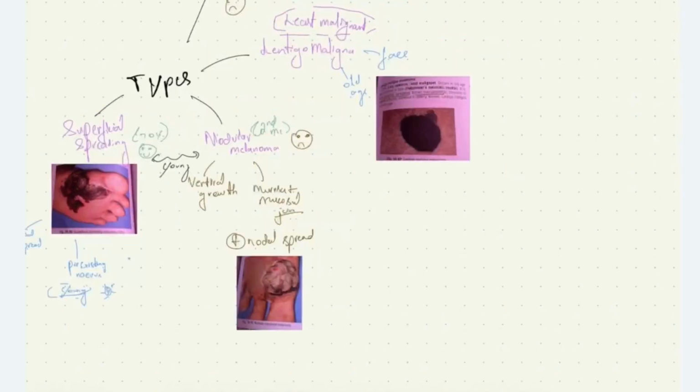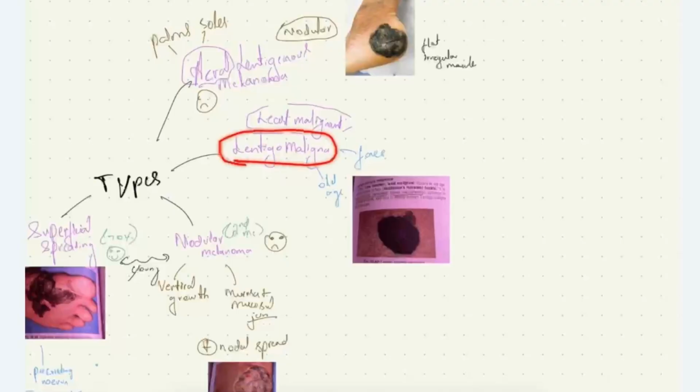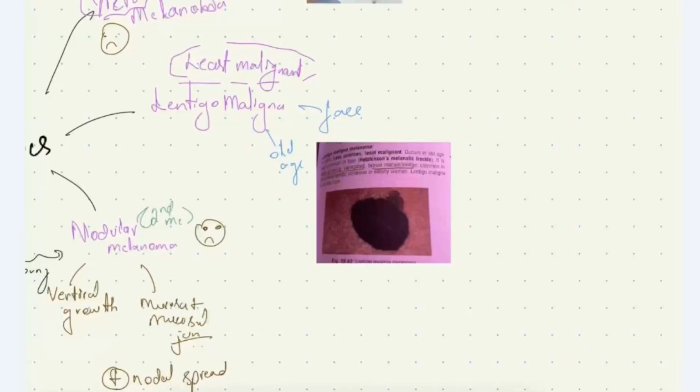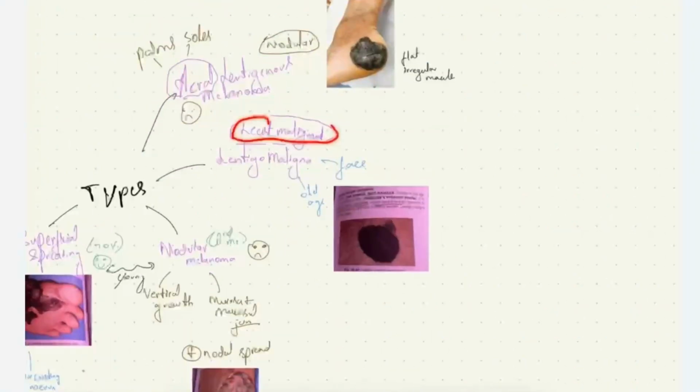The third one we have is lentigo melanoma, lentigo maligna. The lentigo maligna is a brown macule or lentigo, a macule-like lesion, not nodular and all. It is slow growing and has a variegated appearance. It is common on the face and other regions. We see lentigo maligna commonly in old age patients, and it's the least malignant type of malignant melanoma.